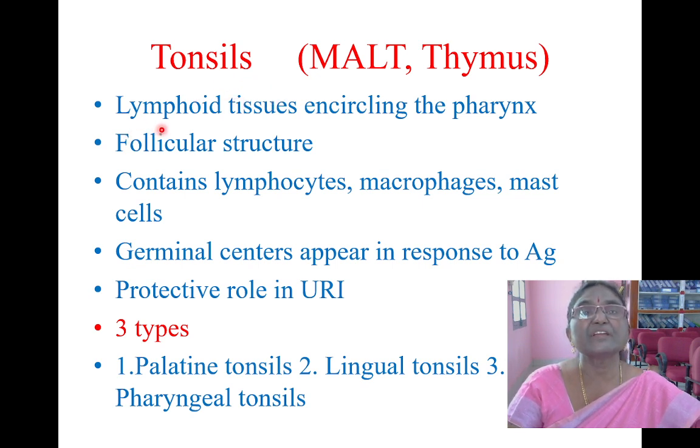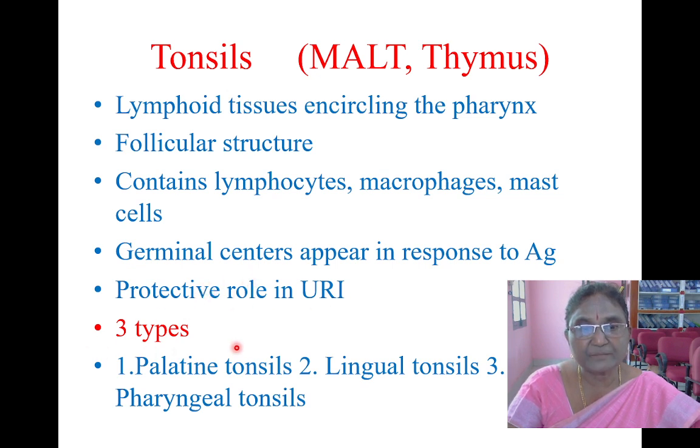Here it is a lymphoid tissue encircling the pharynx. It is a follicular structure, containing lymphocytes, macrophages, mast cells. Germinal centers appear in response to antigen. It has a protective role in URI, meaning upper respiratory tract infection. When air enters into the respiratory tract, immediately tonsils detect that microorganism and trap it, and after that eliminate it from the respiratory tract.